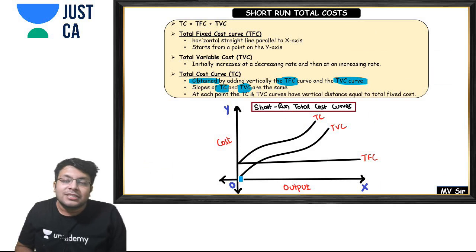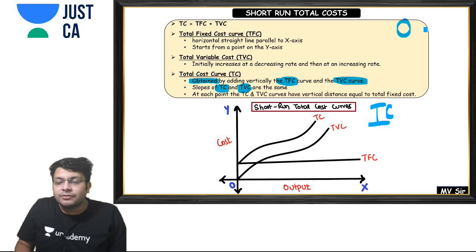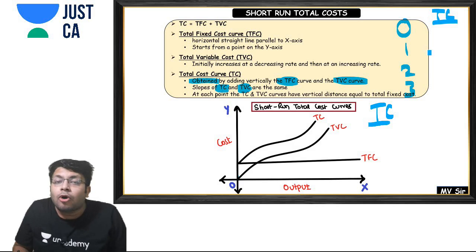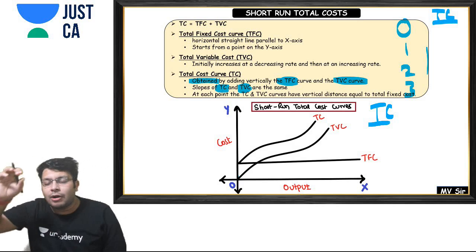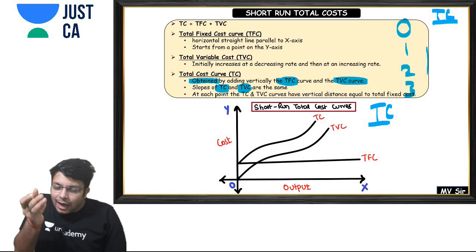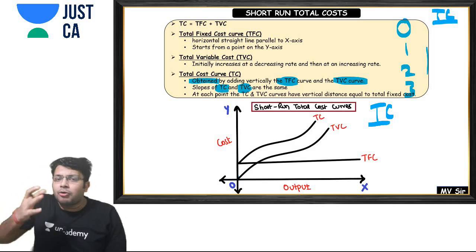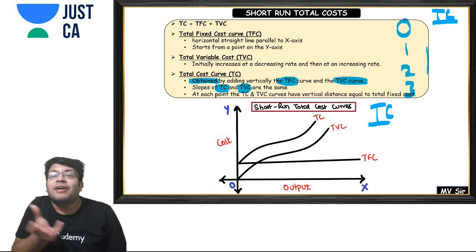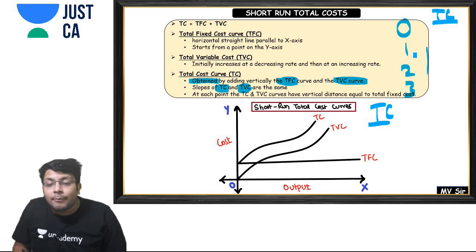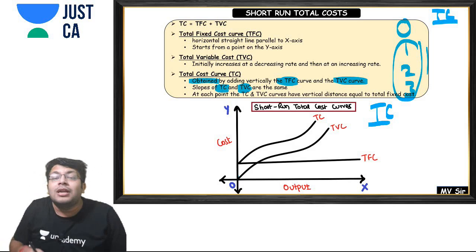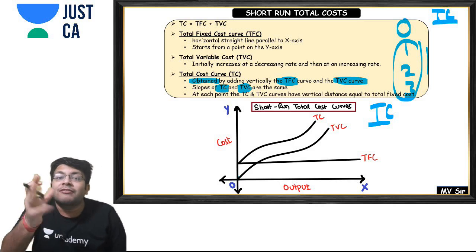So when at 0 units you would have some total cost, then at 1 unit, 2 units, 3 units, why will your cost increase? When at 0 units your total cost is equal to total fixed cost, but now when you are increasing your output, your cost will start increasing. Why will it increase? Because your total variable cost is increasing. When I increase my output, only my total variable cost will change, total fixed cost will not change.